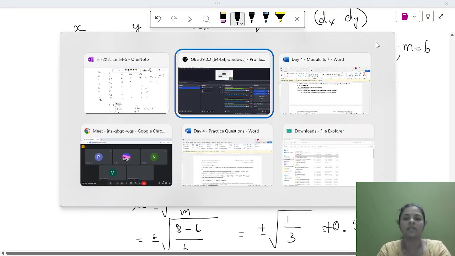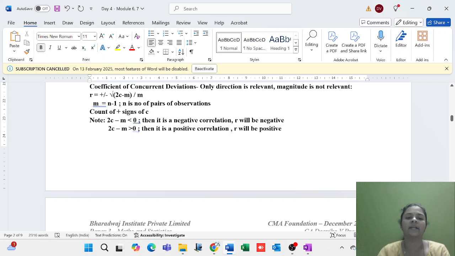Okay, so this is about coefficient of concurrent deviations. Remember, if 2c minus m is negative, that is inside the root, if it becomes negative, then r will be negative. If 2c minus m is positive or greater than 0, then it is inside the root positive, r will be positive. So this is about the first one, concurrent deviations.